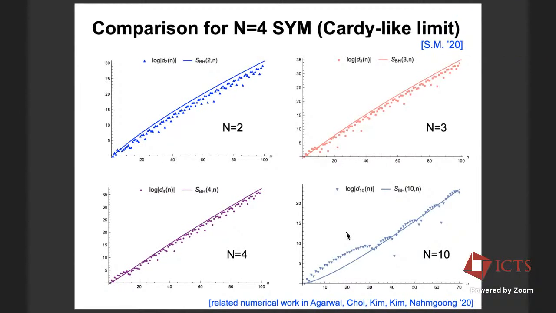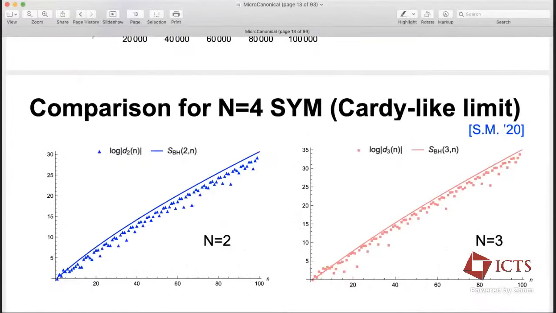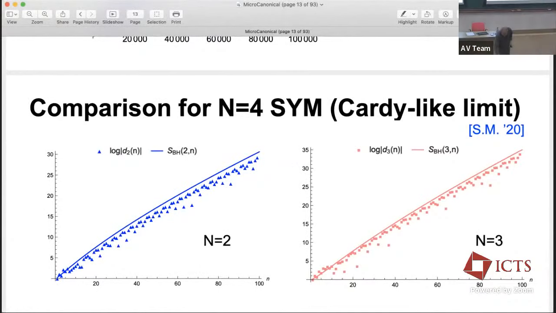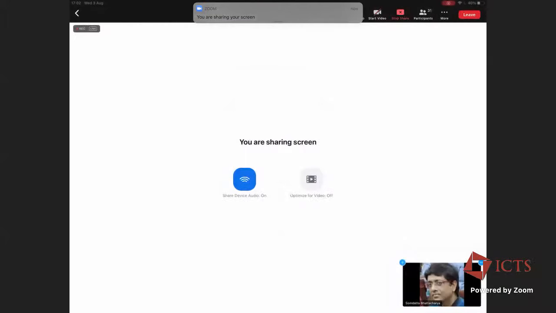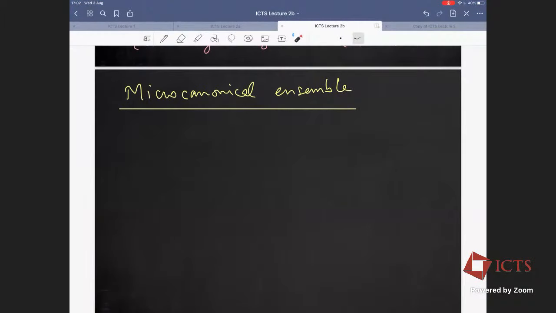So the question is, how is this S black hole computed? If it's the same as a supergravity calculation, then that corresponds to n equals infinity, whereas here you have finite n. So how are you comparing the two? And the second question is, in that computation you had a certain formula in terms of the area, related to the various parameters of the black hole. How are those parameters related to the n here? Because here you have S black hole as a function of n.